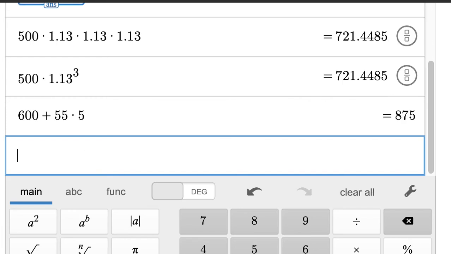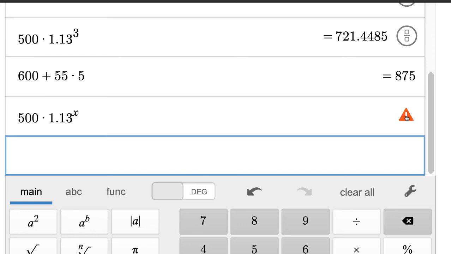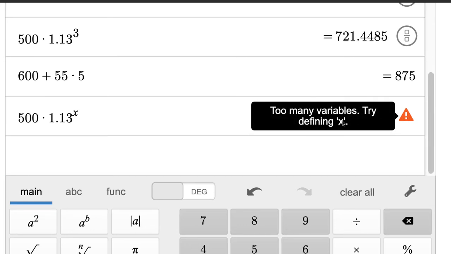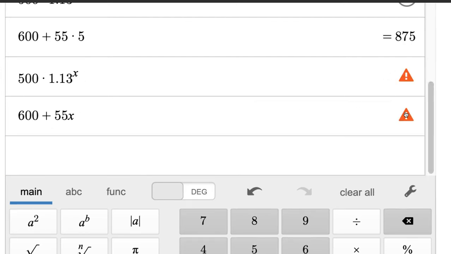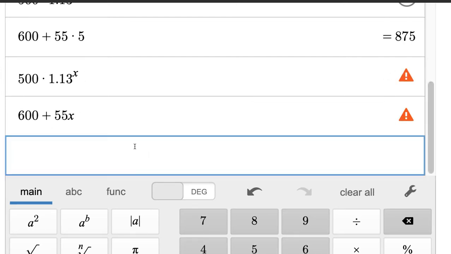So if I create my equation, 500 times 1.13, and actually leave it as x, and just hit enter, it says, yeah, I don't like that. I don't know what x is. Just bear with me for now. And the second equation, I have an initial value of 600, and I'm going to be adding 55x. Again, it says, hey, what is x? But now I'm going to say, hey, x is 1 year in the future.